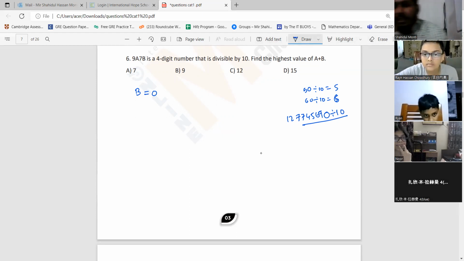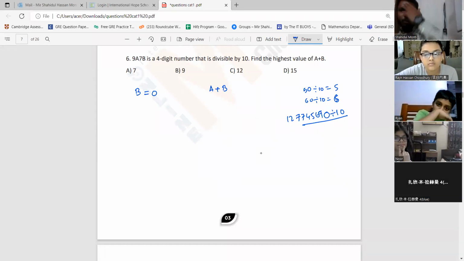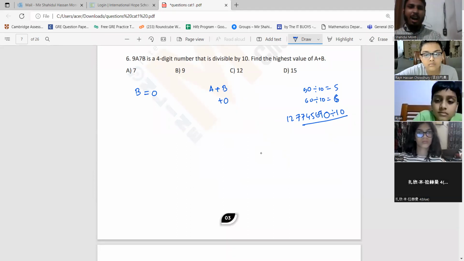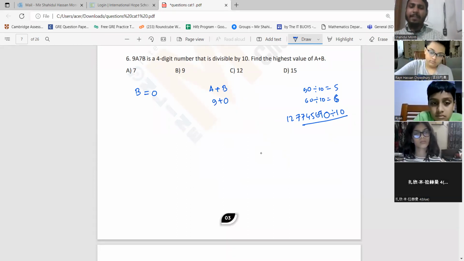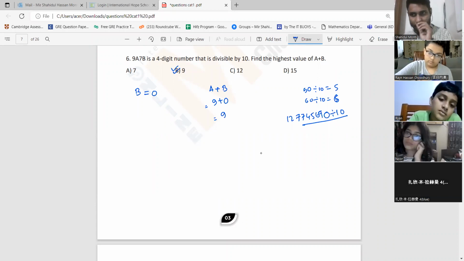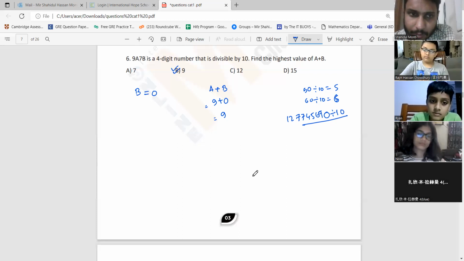Now, what is the highest value of A plus B? I want to find the highest value of A plus B. The value of B is already 0. What can I do with A? I can make A as large as possible. Let's say A equals 9. So 9 plus 0 is equal to 9. The highest value of A plus B is equal to 9. So the correct answer is B, which is equal to 9. So this is how you do this question.